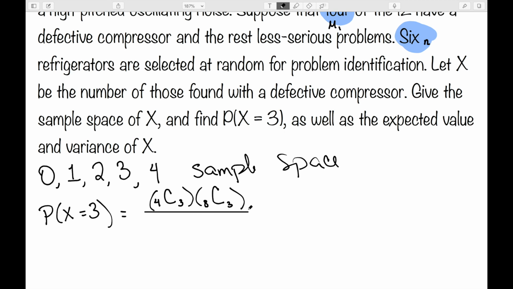We then need to divide by 12 choose 6, since this is the total number of possible combinations we have. This gives us 0.242 approximately. So the probability of having 3 defective would be approximately 0.242.